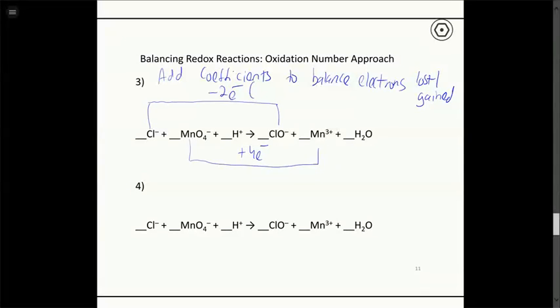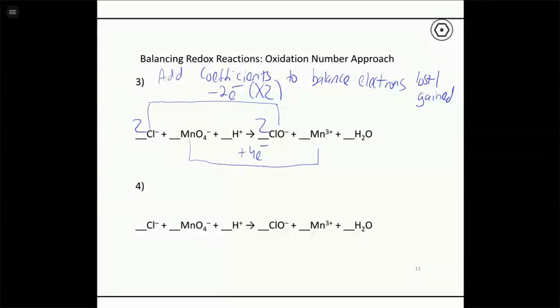So if we double this, we'll now have 4 electrons lost, and the way we do that is we put a coefficient of 2 in front of each of those species. So 2 Cl minus is going to 2 ClO minuses. Each one involves losing 2 electrons, but it's happening twice now for a total of 4 electrons, such that the number of electrons lost is equal to the number of electrons gained by the other species. So you can't have an imbalance of electrons when you're doing this.